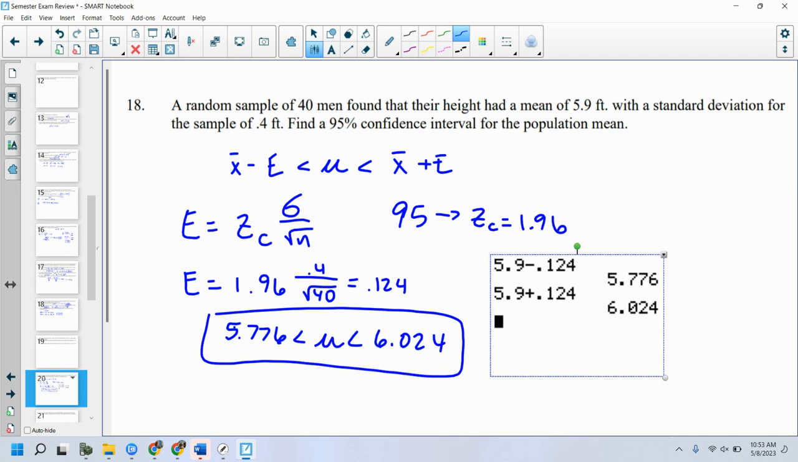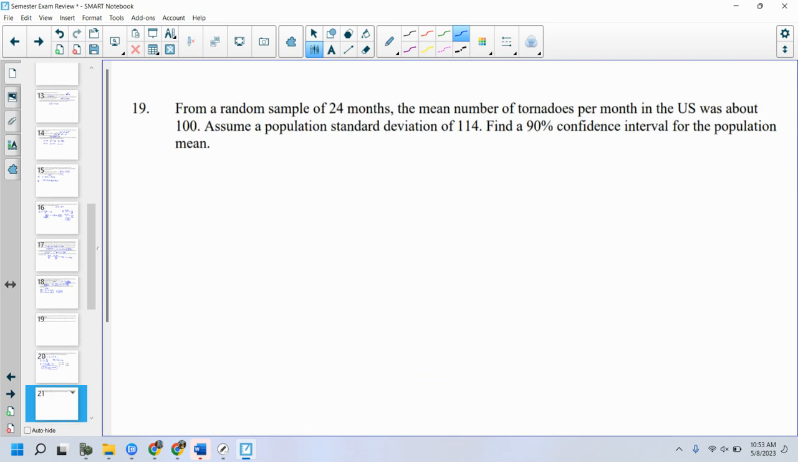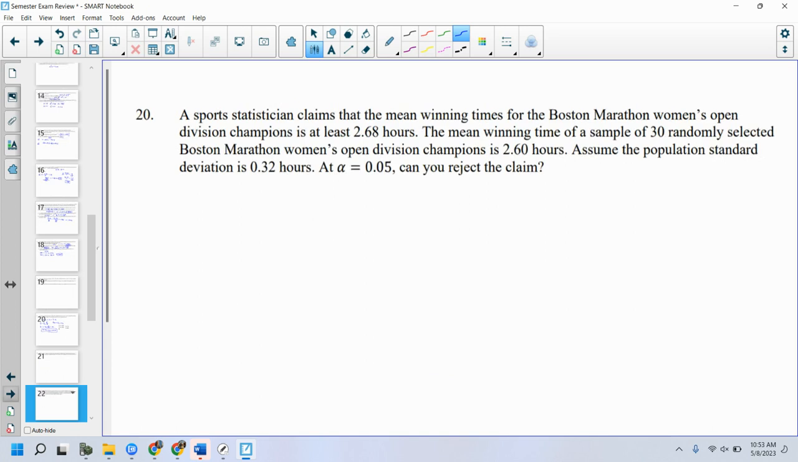Number 19. From a random sample of 24, honestly, that's the exact same thing, isn't it? Yeah. I mean, I think you can see how I'm giving you multiple examples, but I'm not going to be asking you multiples.